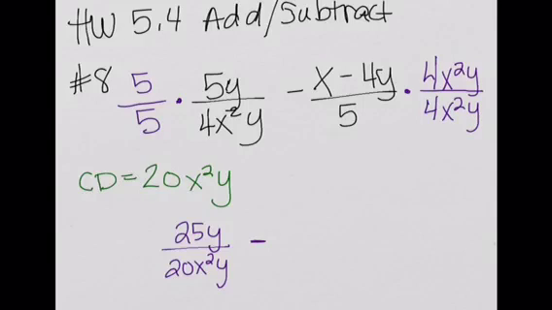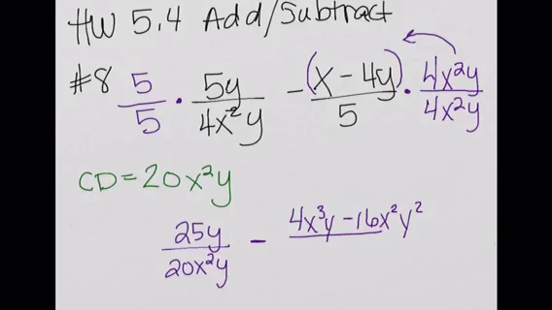Notice that in the top I have a binomial in the second fraction. I'm going to have to distribute my fancy one in the top. What I end up with when I do that is I will get 4x cubed y, and then I will get minus 16x squared y squared. Okay? And that is all over my common denominator of 20x squared y.